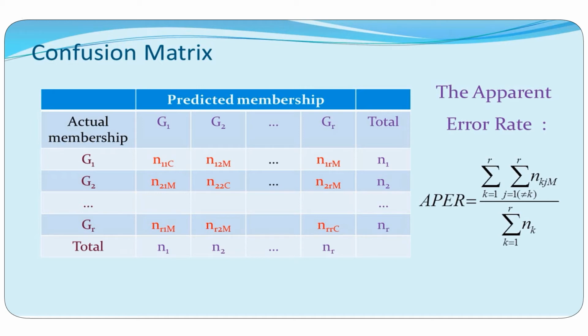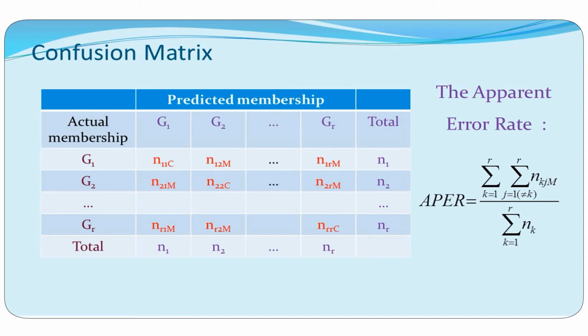Given this confusion matrix, we can define the apparent error rate as APER is the sum over k and j of nkjM, k and j not equal, divided by the summation of nk. Now if you look at the denominator, this is simply the size of the sample, and if you look at the numerator, this is simply the number of misclassified individuals. So the apparent error rate is the ratio of the number of misclassified individuals to the total number of individuals in the sample, and this gives you a very good idea of whether the rule is good enough or not.